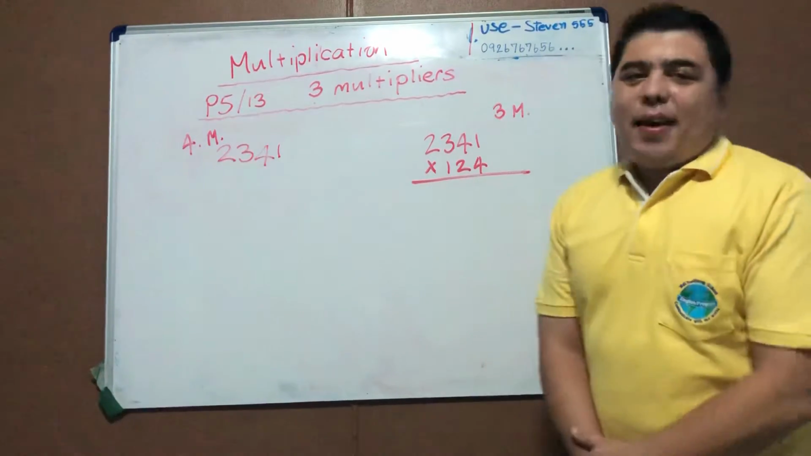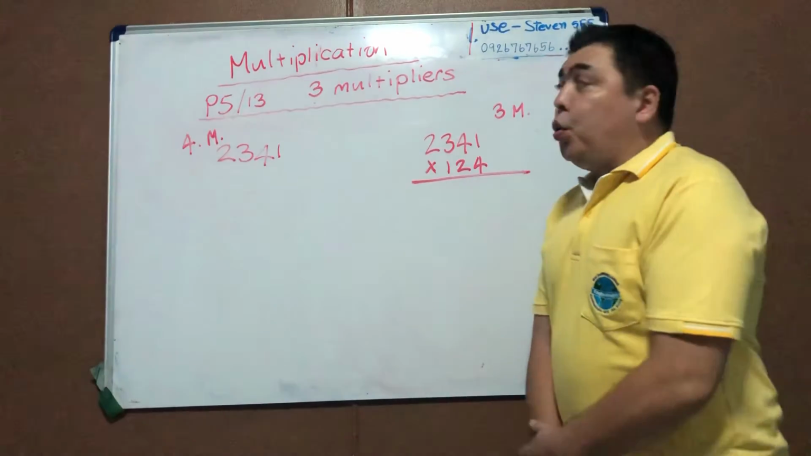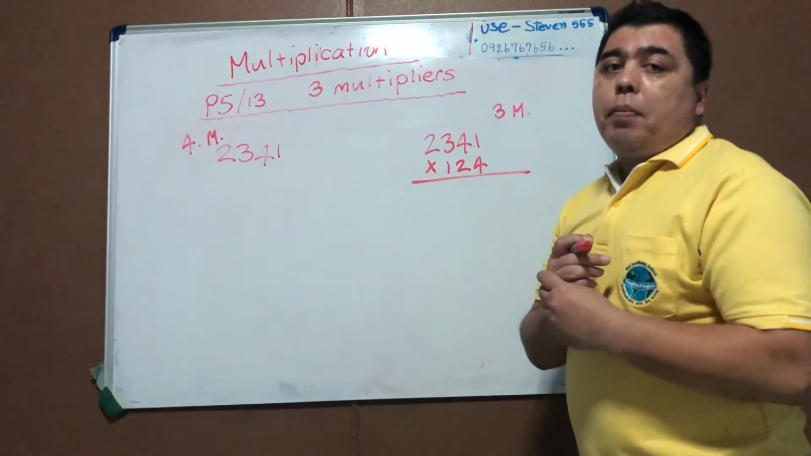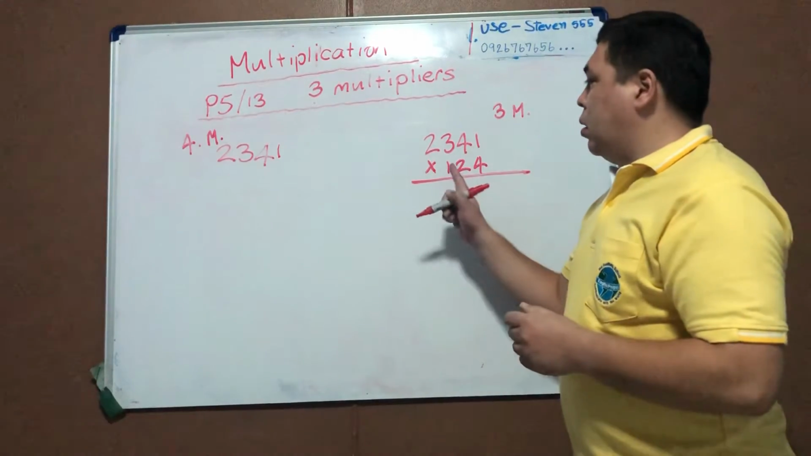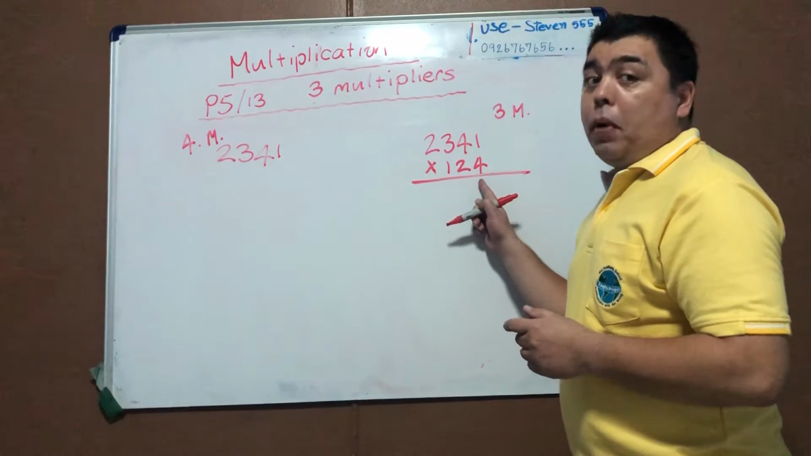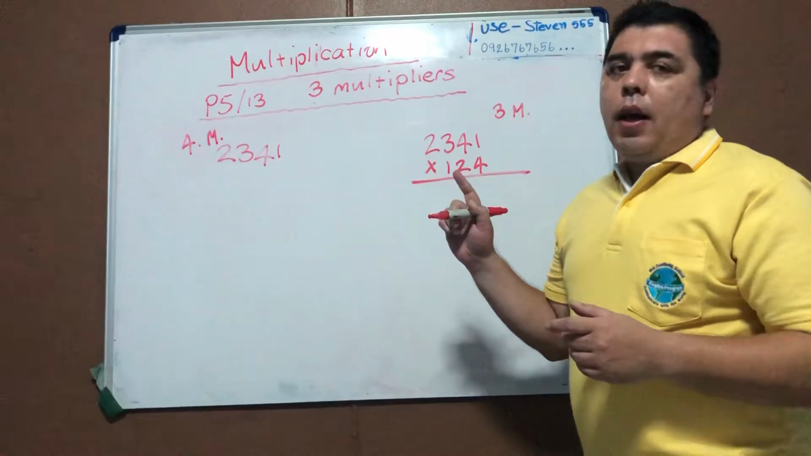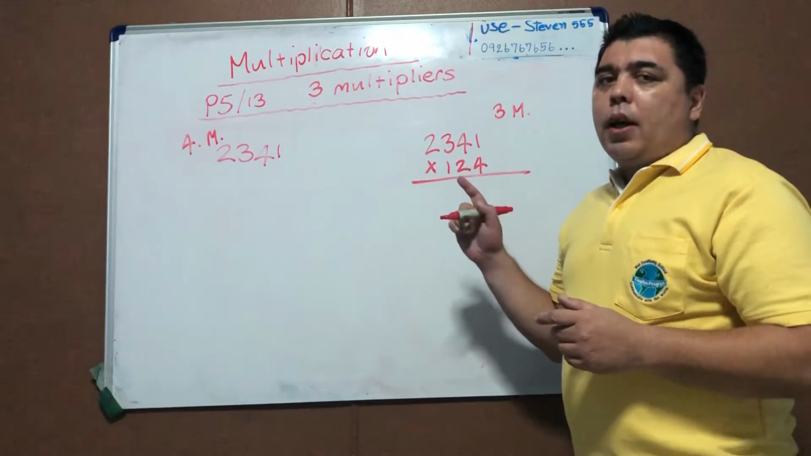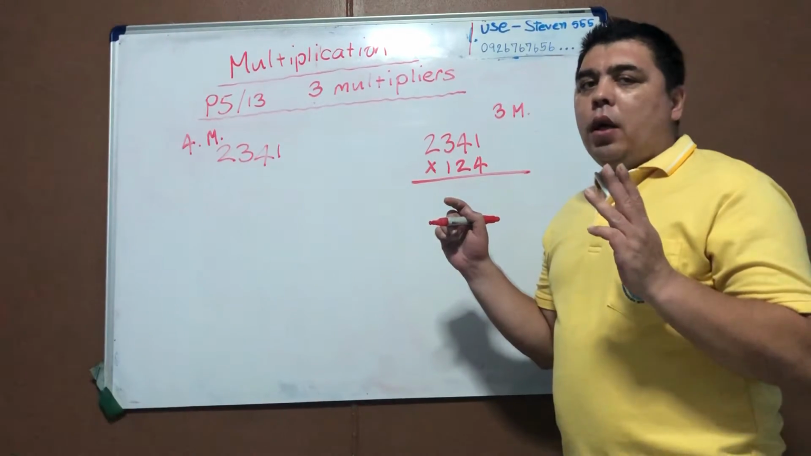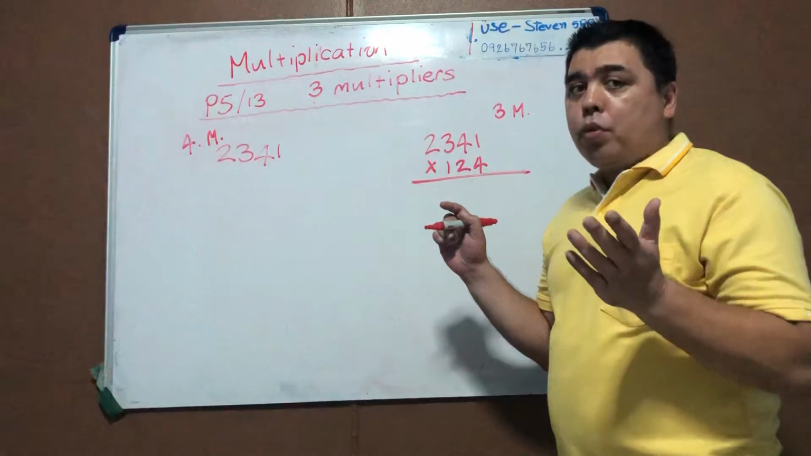Hello guys, so we are going to do multiplication. We're going to use 3 multipliers, which means 1, 2, 3 numbers to multiply. Follow this technique and you will always be correct. This should take you about 3 minutes, depending on how well you know your tables.